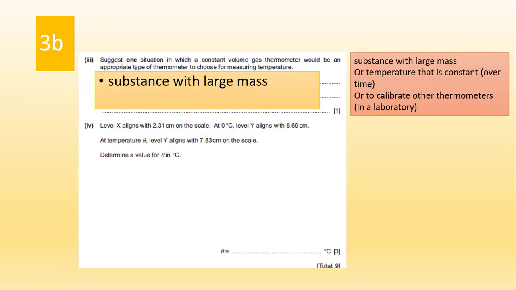Level X aligned at 2.31 cm scale at 0 degrees Celsius. Level Y aligned with 8.69 cm at temperature theta. Level Y aligns with 7.83 cm scale. Determine the temperature theta in degrees Celsius.